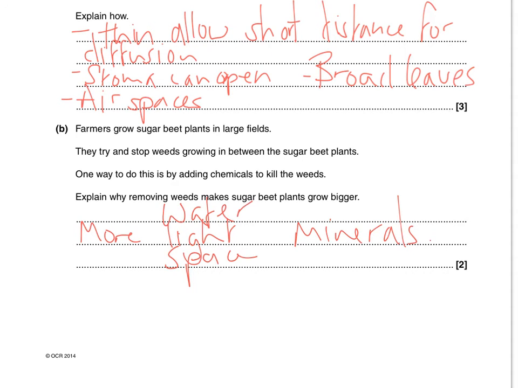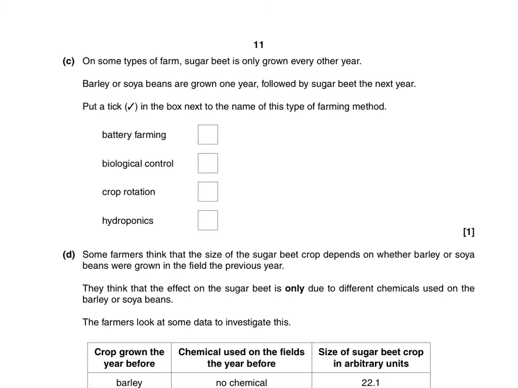Last page then, guys. On some types of farms, sugar beet is only grown every other year. Barley or soybeans are grown 1 year, followed by sugar beets the next year. Put a tick in the box next to the name of this type of farming method. Okay, so you should be thinking, what are they doing? And of course it is crop rotation.